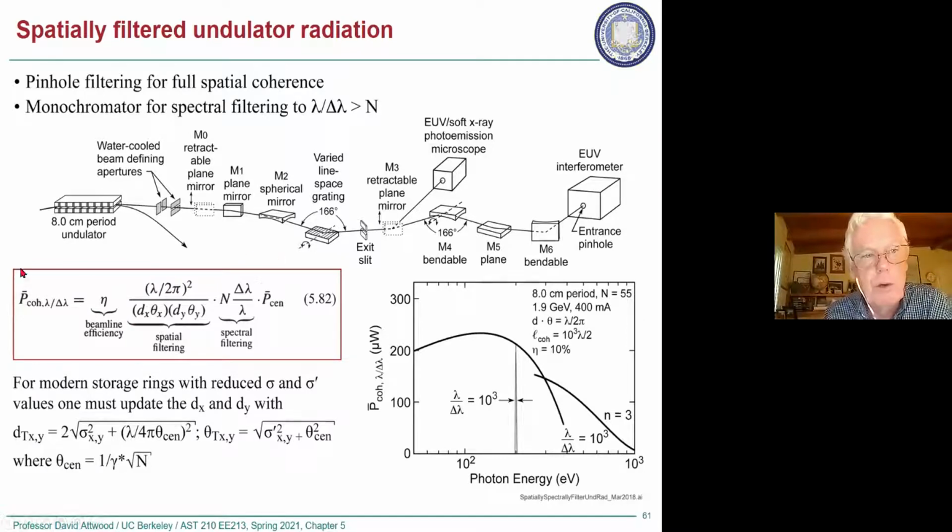Anyway, it's this formula that I want you to catch. We've shown how to calculate the power in the central radiation cone, and even how to do that for harmonics. Now we added this JJ squared term. If we want to calculate the coherent power, we need to put these other two factors in for spatial and spectral filtering. And that's what's coming soon.